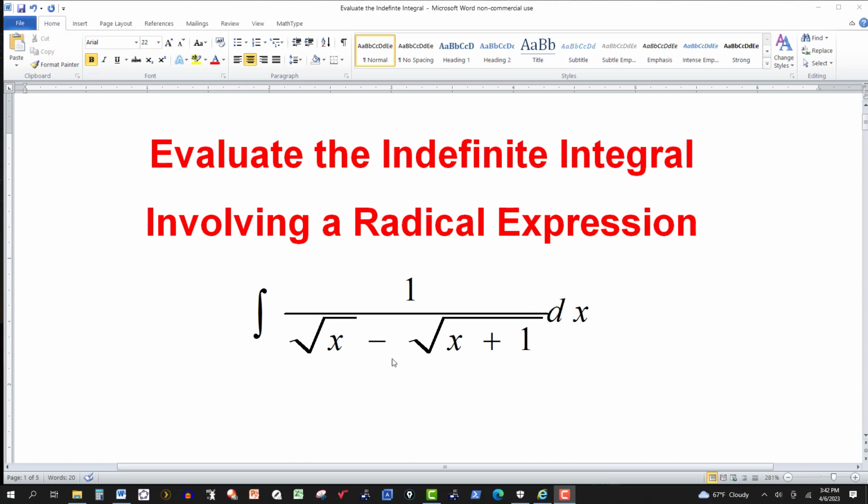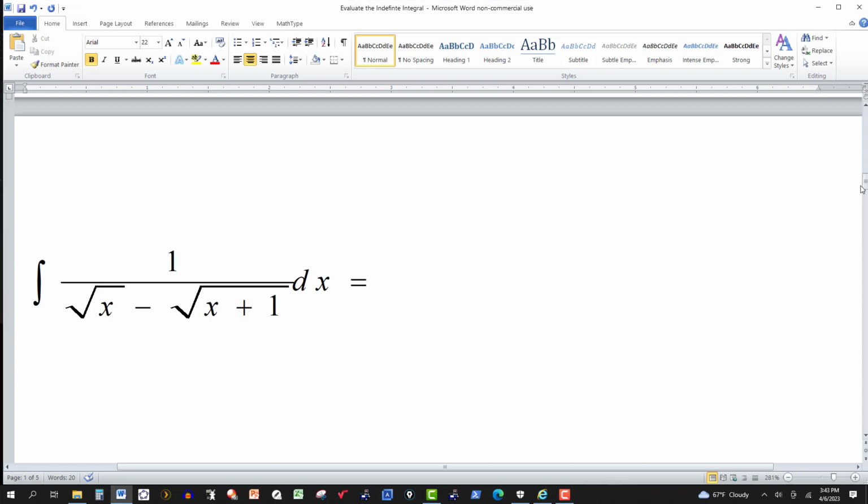The conjugate of this denominator is radical x plus radical x plus 1, just like a minus b times a plus b is a squared minus b squared. If I multiply the denominator by the conjugate, I'll wind up with x minus parentheses x plus 1, and then multiply that same expression times the numerator. See what we get. So here we have it then.